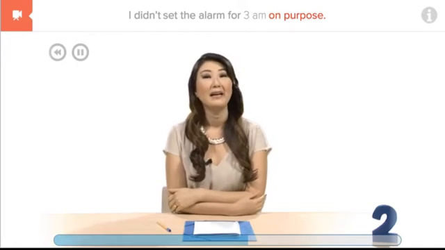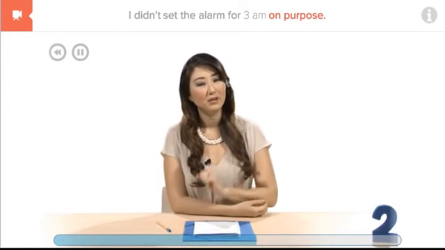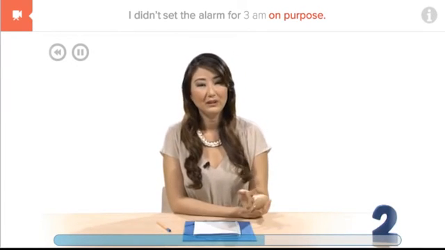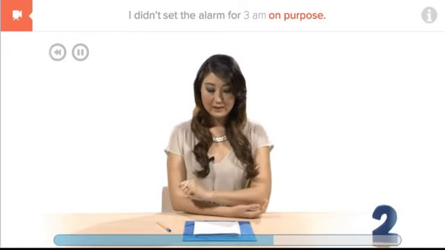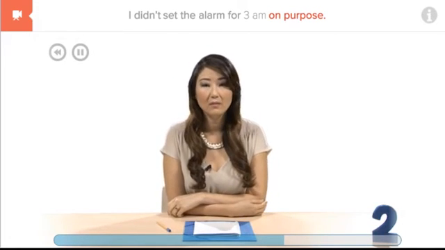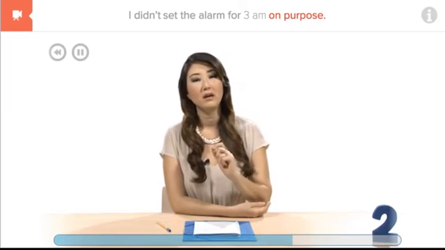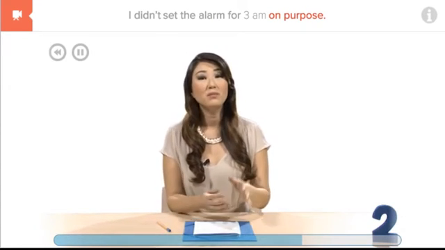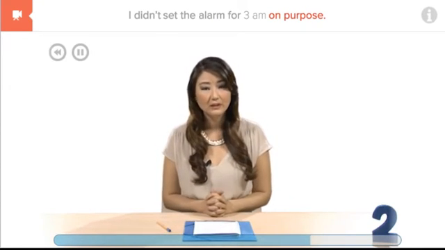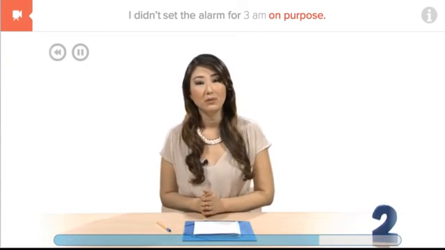Ejemplos. I didn't do it on purpose. Yo no lo hice a propósito o también aposta. He didn't lose the money on purpose. Él no perdió el dinero a propósito. They didn't break the window on purpose. No rompieron la ventana a propósito.